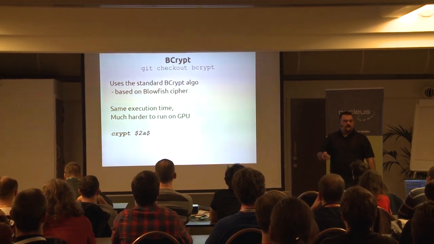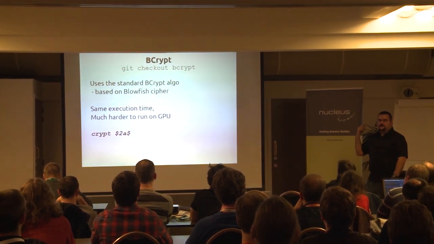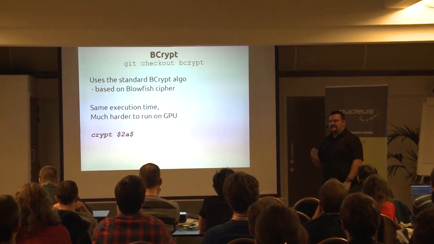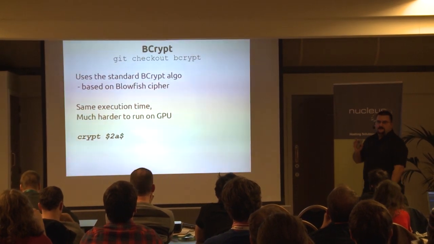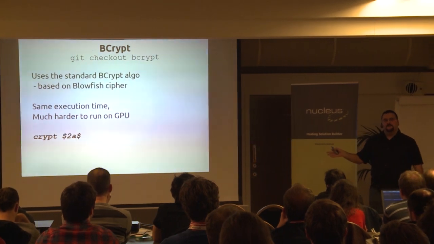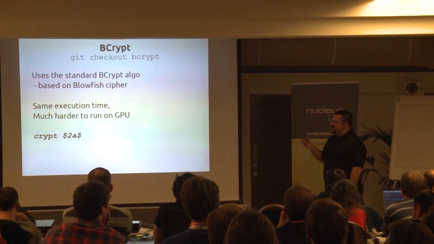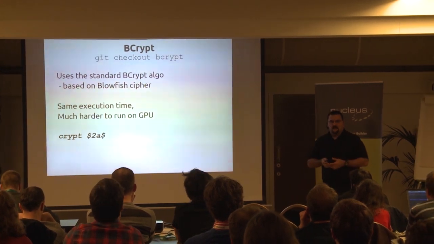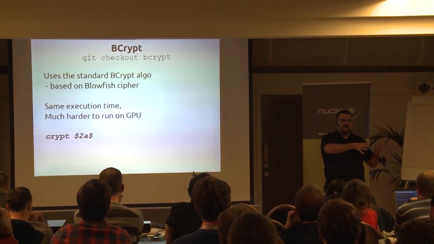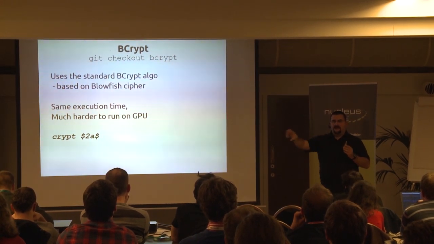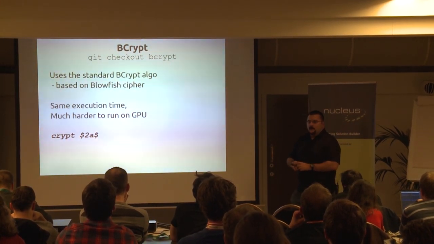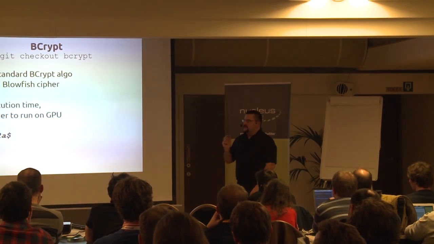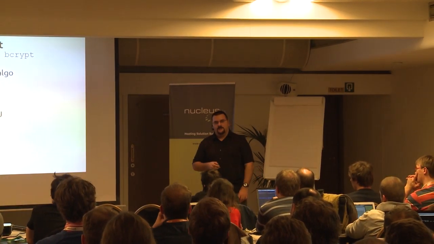Enter bcrypt. If you follow my blog, there's a number of people now. The trend over the past 2 to 3 years has been strongly moving in favor of bcrypt. It's based on the Blowfish cipher, which I won't get into the details on, but basically they took the Blowfish cipher, removed a component of it, and made it a hashing algorithm. It's the same execution time as PBKDF2, but it's much, much harder to run on a GPU.